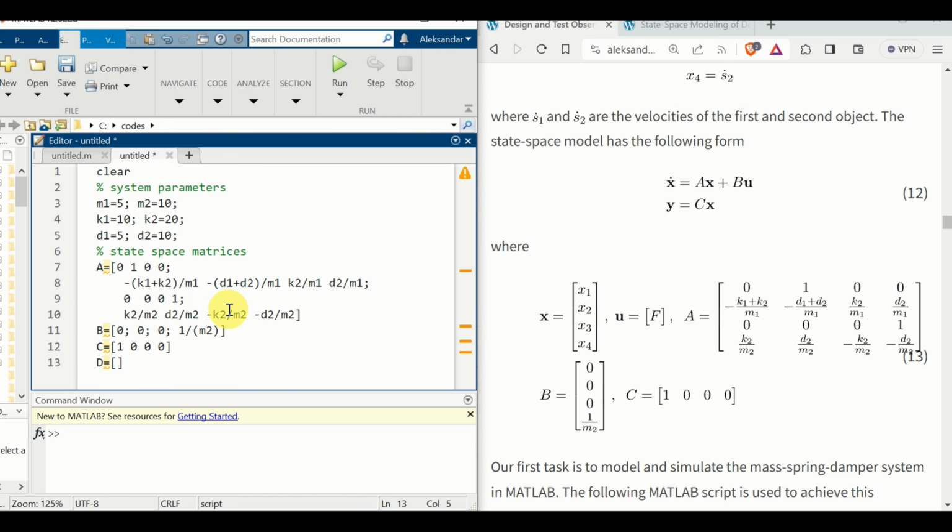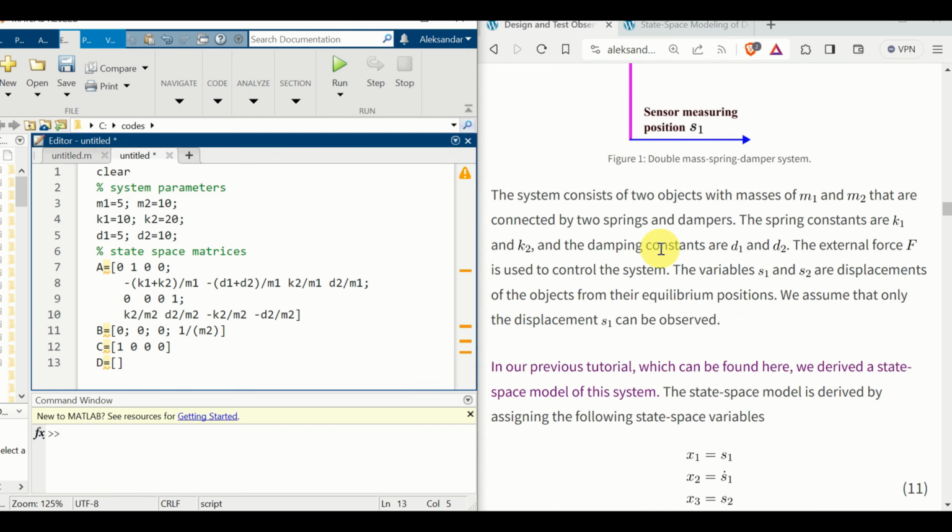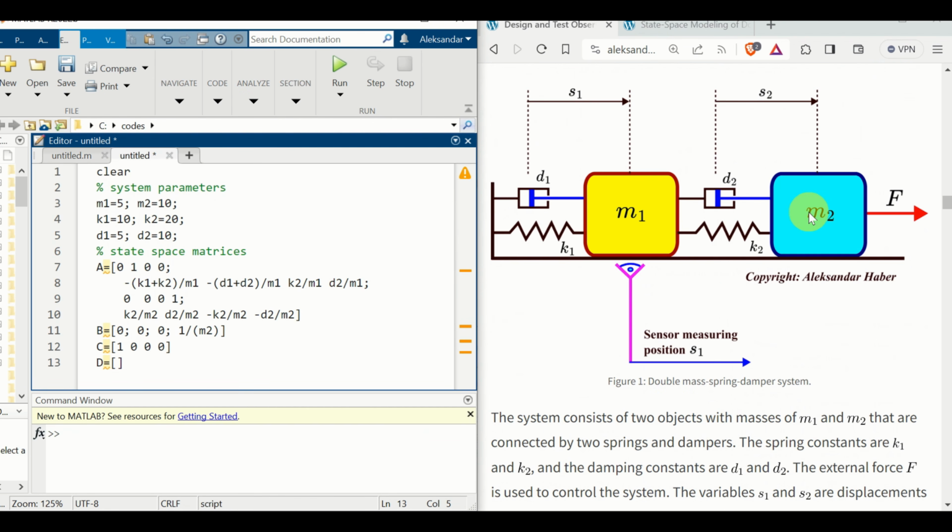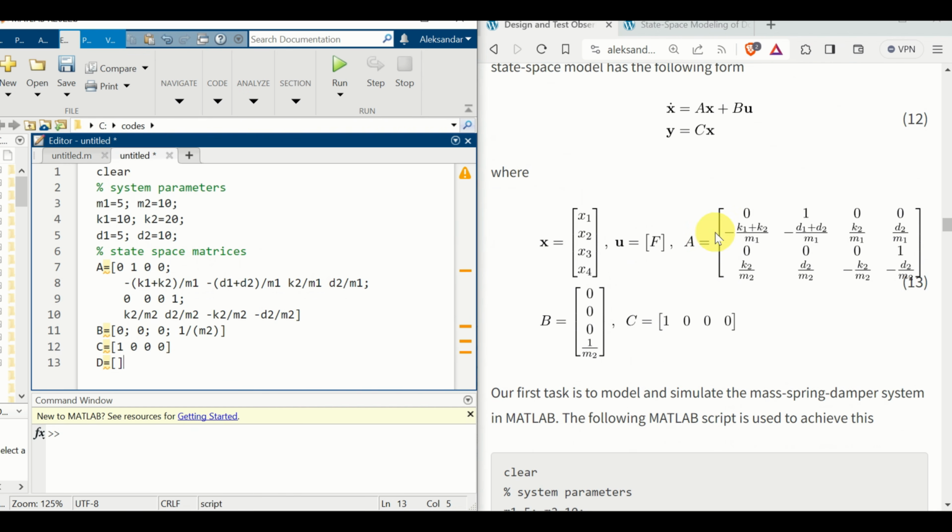The first step is to define our state space model. To do that, we need to define the system parameters. Here they are: mass m1, mass m2. Then k1 and k2, spring constants, d1 and d2, damping constants. Next, we need to define our A matrix. Here's the A matrix, and here's the MATLAB definition of the A matrix. Here's the B matrix, here's the C matrix, and D matrix is empty.